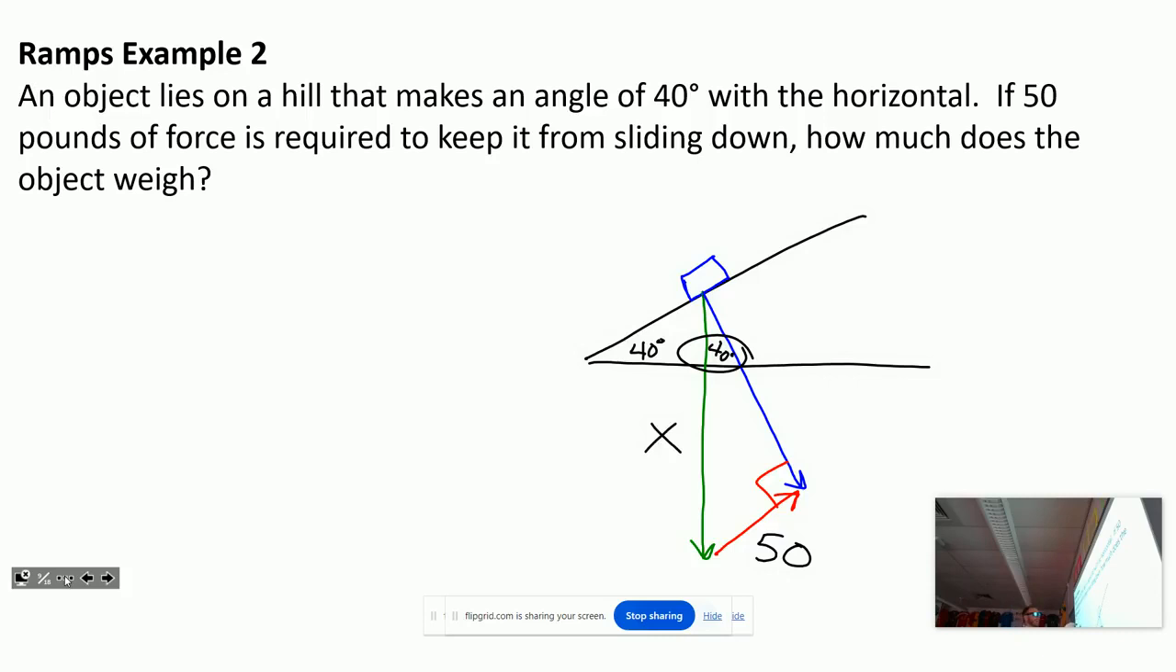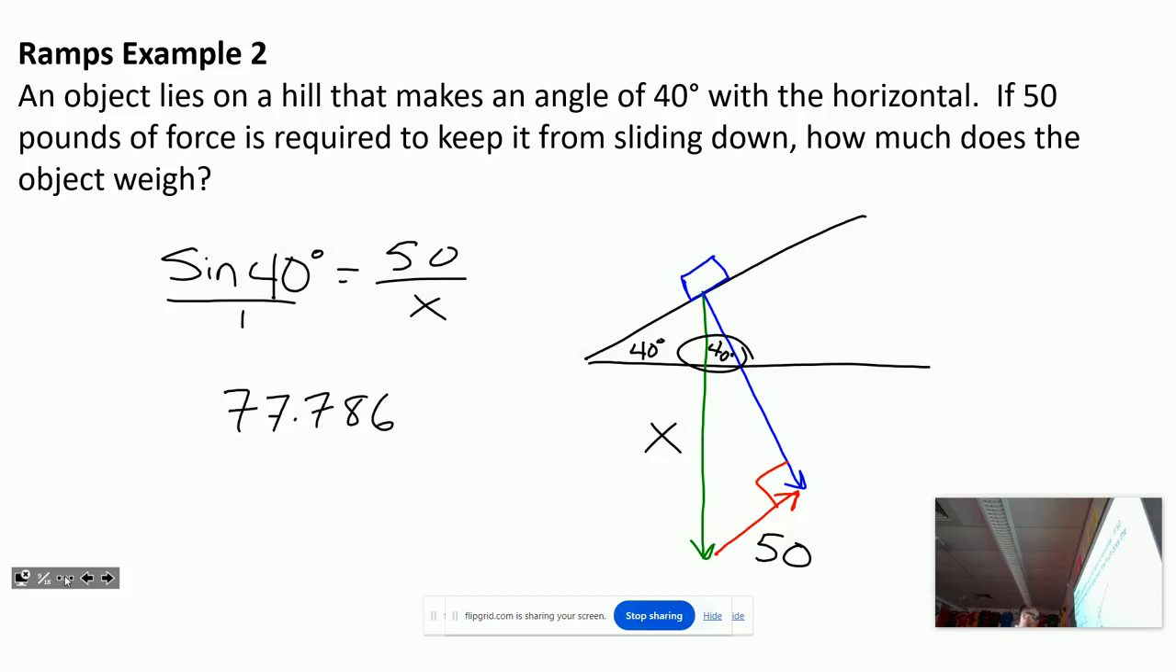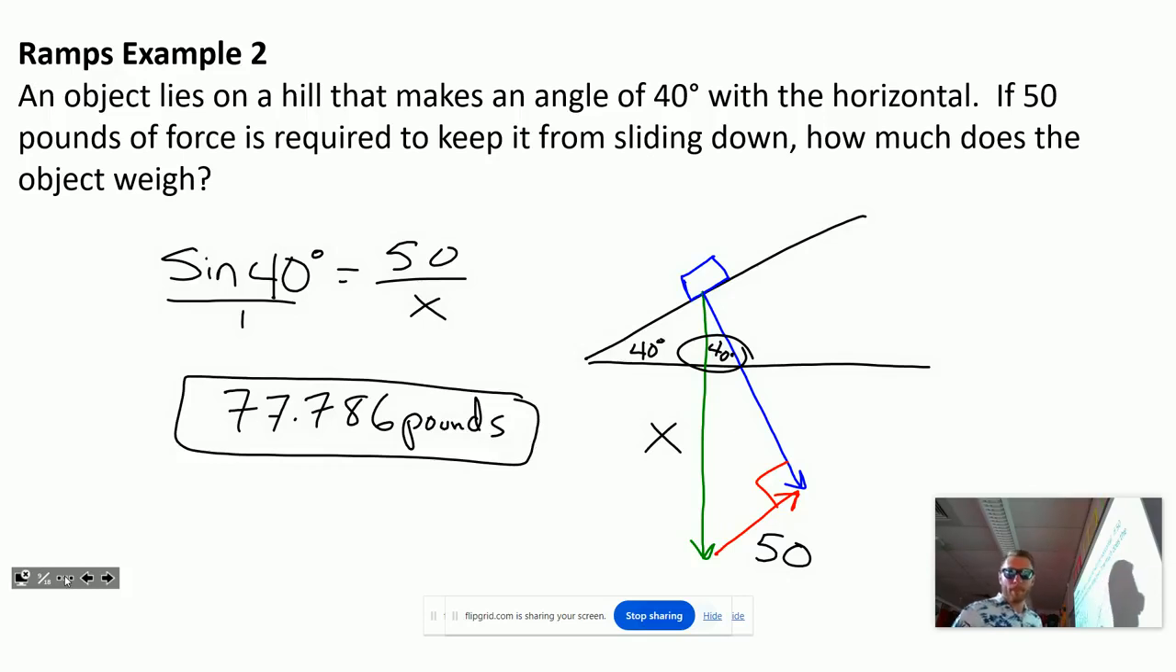Again, we have a right triangle. Again, we're going to do SOHCAHTOA, and again, it's going to be sine. This time, though, I'm given my opposite, because that's my force required to keep it from sliding down, and I need to solve for the weight, so X is my denominator this time. You can put over 1, cross multiply, solve out. You get 77.786, and the unit on this is pounds. So it's almost an 80-pound box. It's a pretty steep hill, so you need a lot of force to keep it from sliding down.